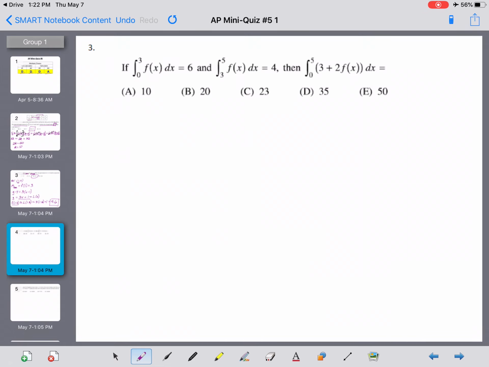Okay, let's move on to number 3. Remember, these are calculator questions. Not sure if we're going to need them or not. This one, I don't think we're going to need it. Let's take a look at what's going on.